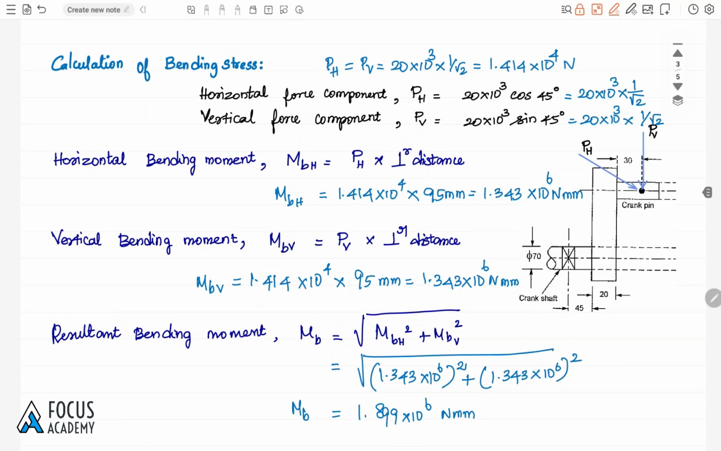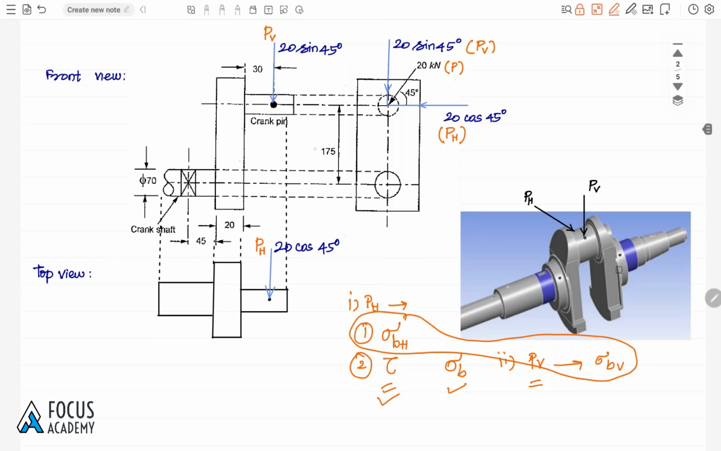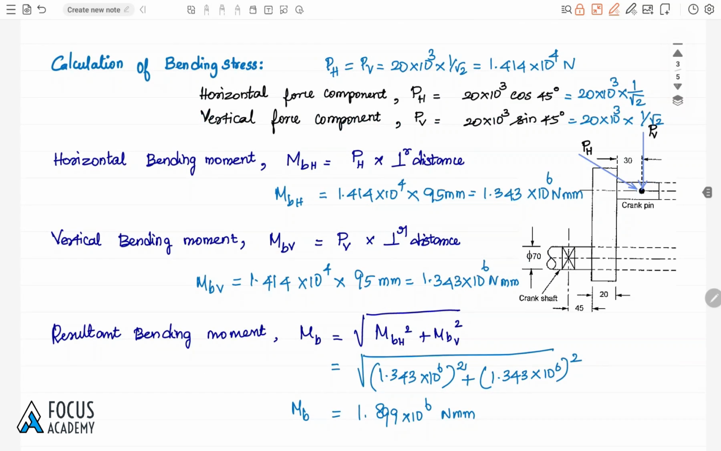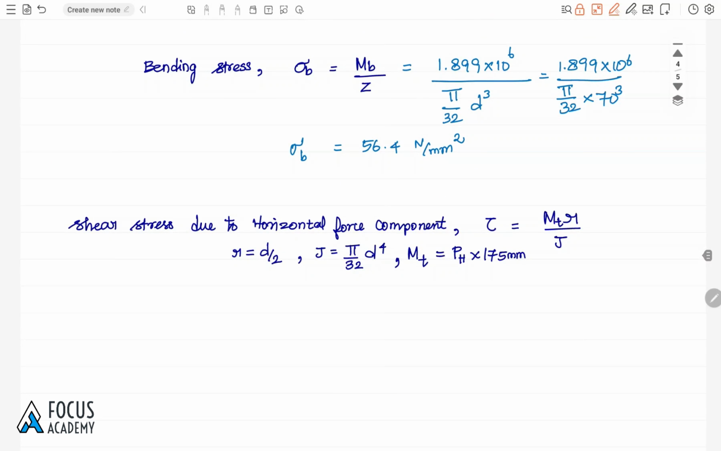Due to the horizontal force component, there is a chance of turning. So the turning radius will be the distance of the crank radius, which is nothing but 175 mm. Due to the horizontal force, there is a chance of turning. The turning radius will be the radius of the crank, that is 175 mm. So that's what we are going to substitute.